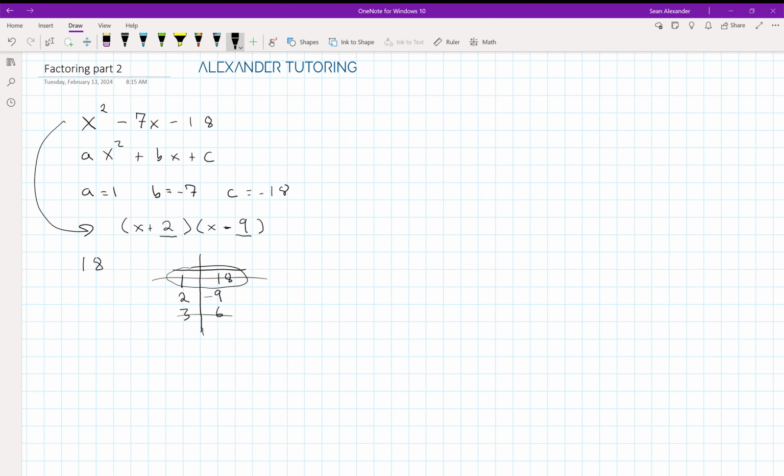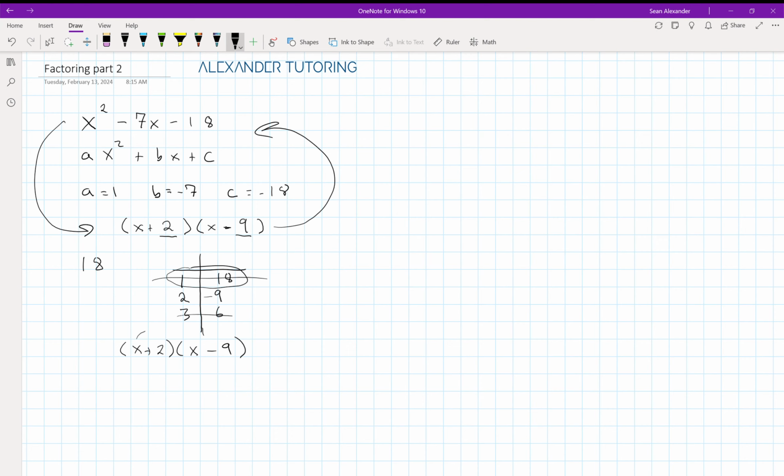Now, why is it that we want two numbers to add to the middle term and multiply to the last term? Well, I think the best way to see that is to multiply this back out again and see if we end up back where we started. Okay, so I'm going to rewrite this down here. X plus 2, x minus 9. Okay, so we're going to use FOIL to re-multiply this out.